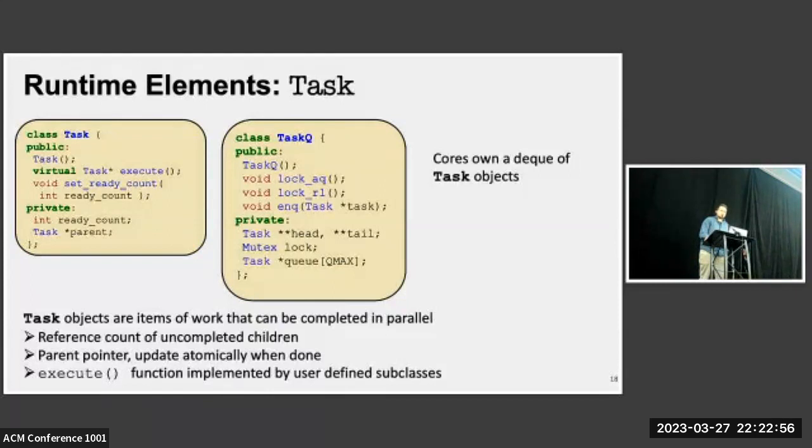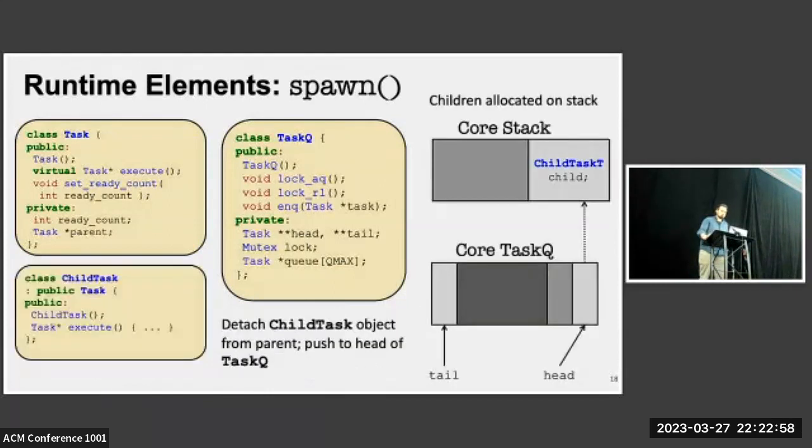And each core owns a deck of task objects. A key function is spawn. Software calls this to detach a child task from the parent thread of execution. What happens when a spawn is called is the core will push this child task to the head of its local core deck.